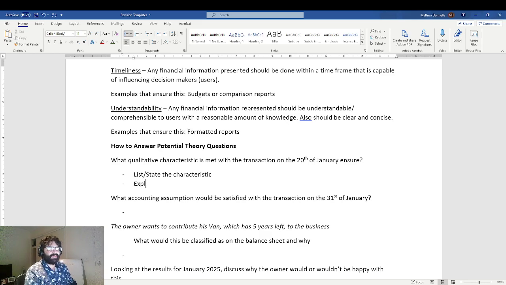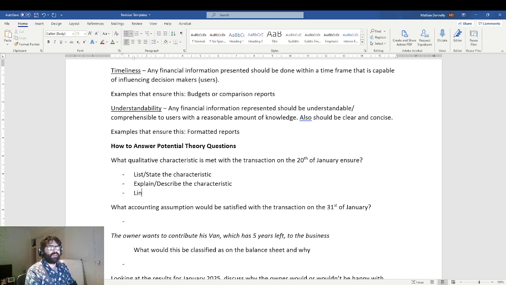Explain / describe the characteristic. And then link the explanation with what happened in the case study. Now, in this type of question, and generally theory, you'll be asked, what does this transaction prove?